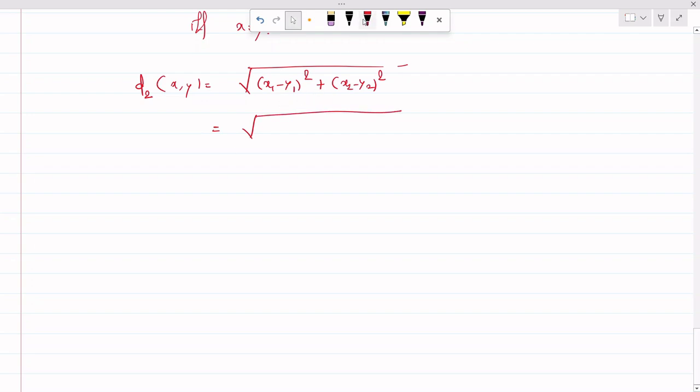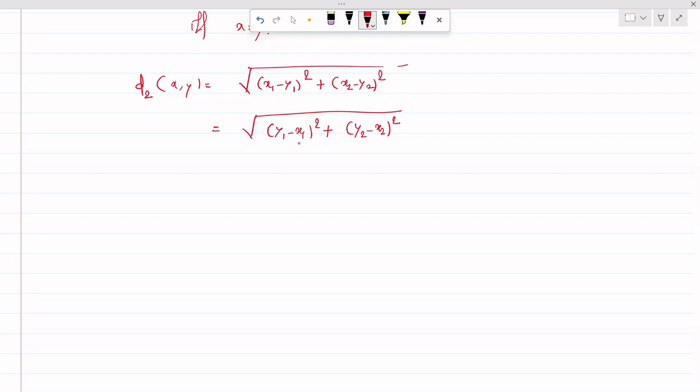Now let's try to verify the remaining two conditions of a metric. So now what is d2 of x comma y? So d2 of x comma y is square root of x1 minus y1 square plus x2 minus y2 square. One can easily observe that x1 minus y1 square is the same as y1 minus x1 square, and x2 minus y2 square is the same as y2 minus x2 square. That is, if we take minus common, that minus 1 square is 1 and the sign will be changed.